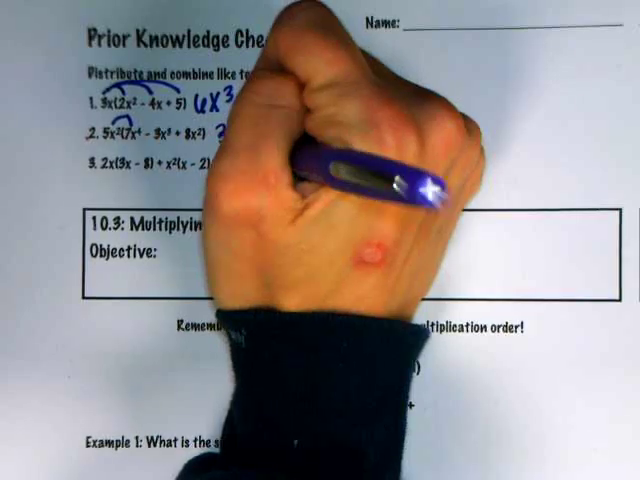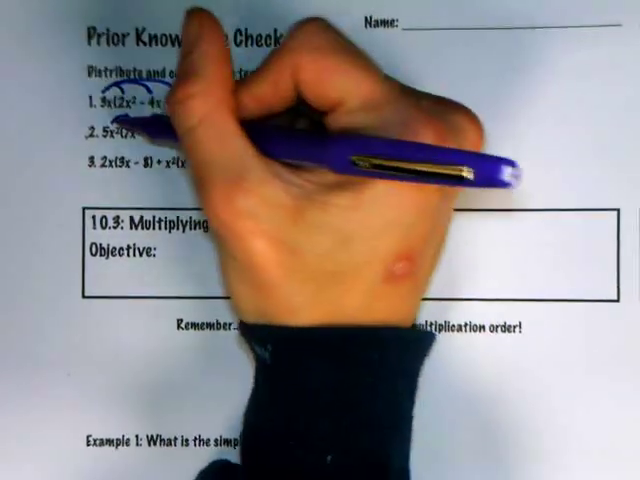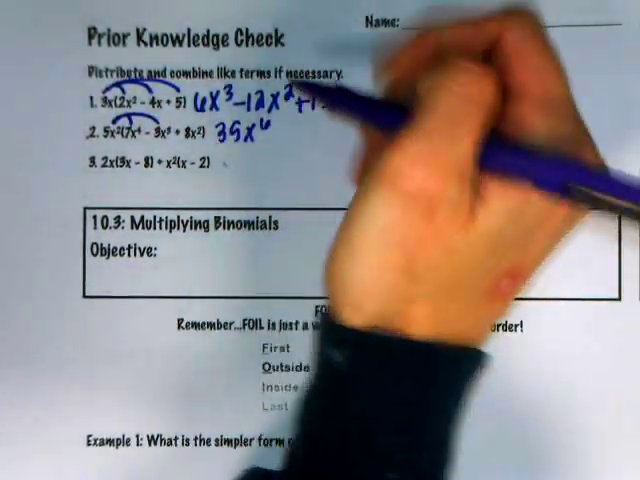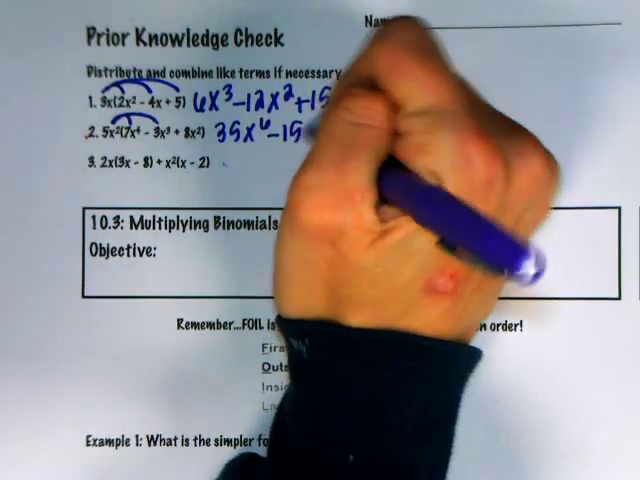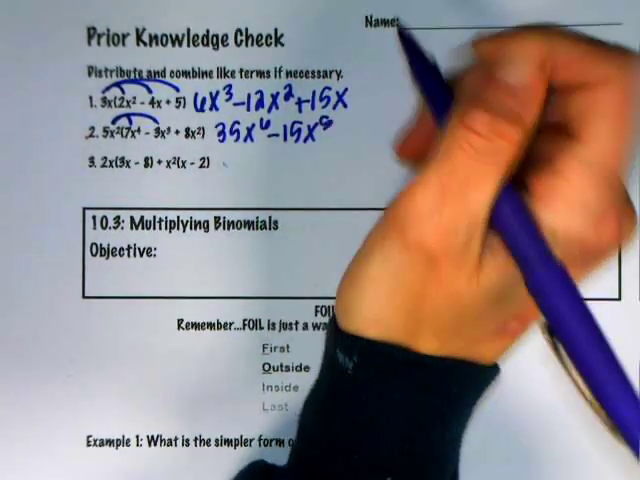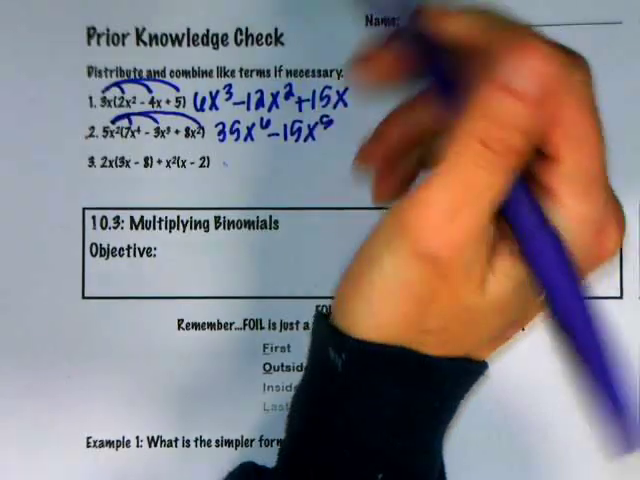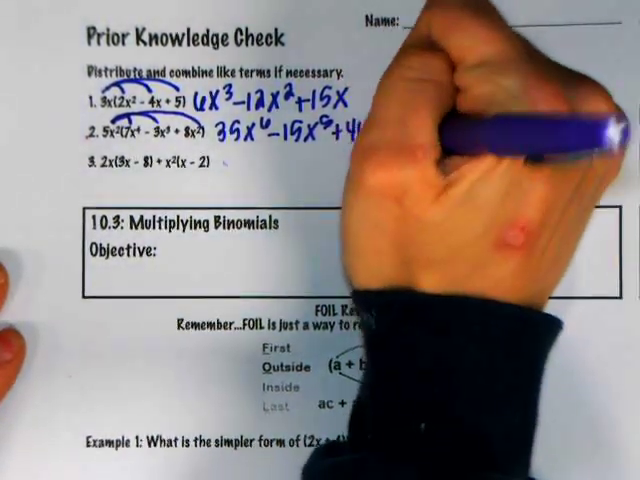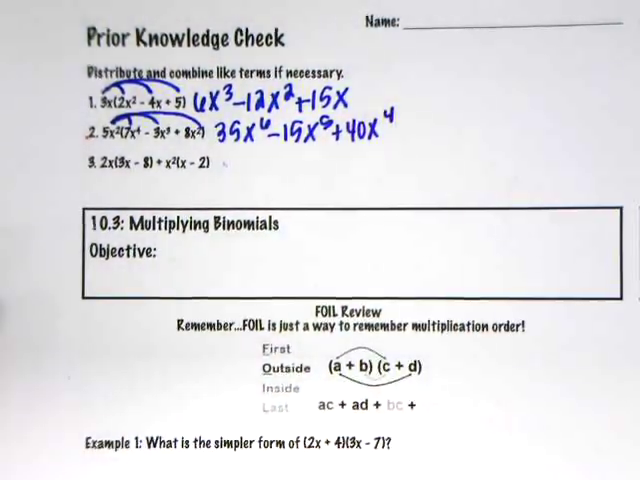Next one, 5x squared times 7x to the fourth. 35x to the 6th. Yep, x to the sixth. 5x squared times negative 3x to the third. Negative 15x to the 5th. Yep. And then 5x squared times 8x squared. 40x to the fourth. Yep.